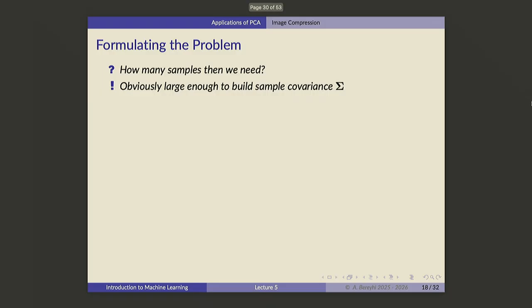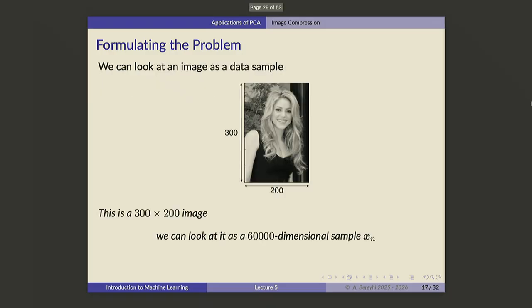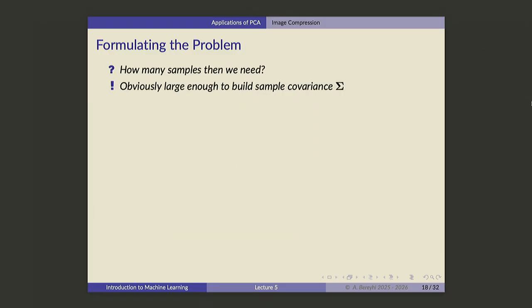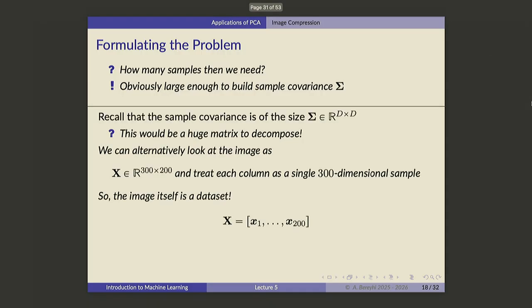The alternative way, because in that case, if you think about 60,000, then computing this covariance matrix and doing the decomposition could be quite challenging. The other way is this way. You look at your single image itself to be a data set. So you would say that it has 200 different columns, right? Each of them 300 dimensional. So I think of it as 200 different data samples, each of them 300 dimensional, and then you try to find the principal components of that data set.